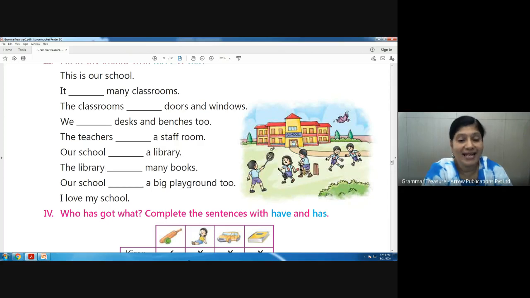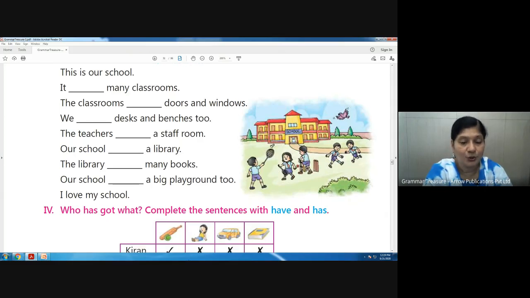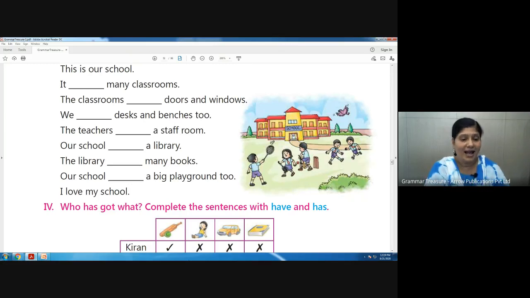We dash desks and benches too. I, we, you, they. We use have. We have desks and benches too. The teachers dash a staff room. Teachers is plural, so we use have. Our school dash a library. Our school is singular, so you must use has. The library dash many books. Library is also singular, so you use has.